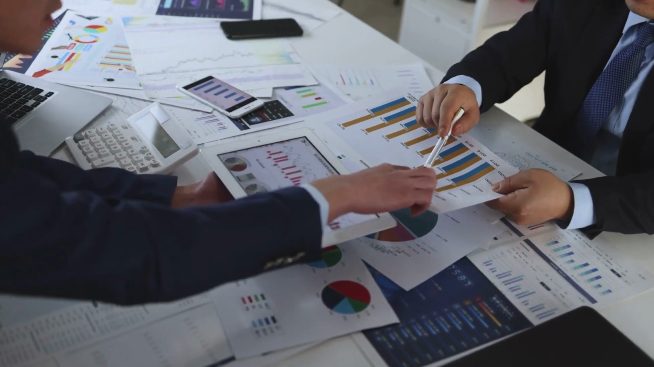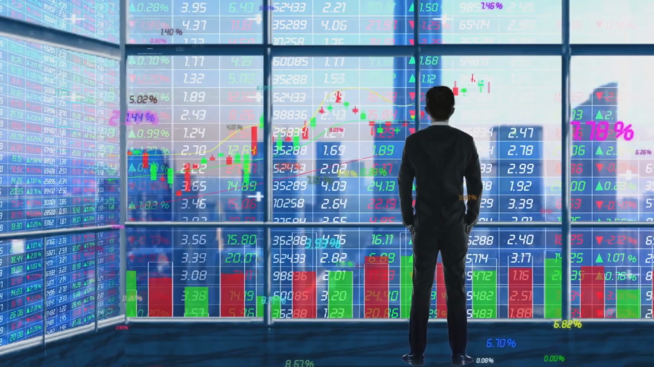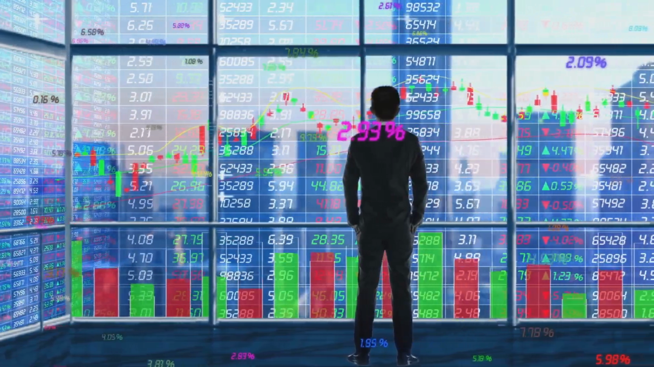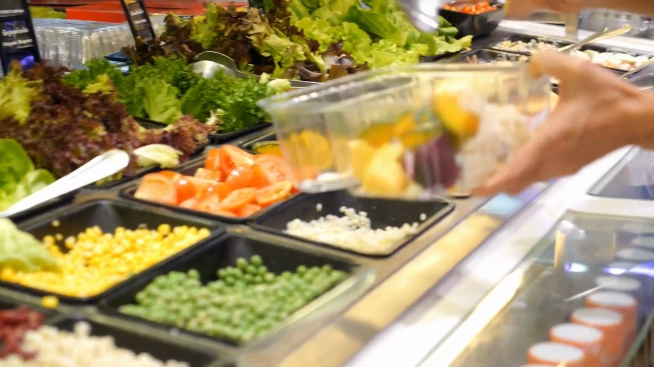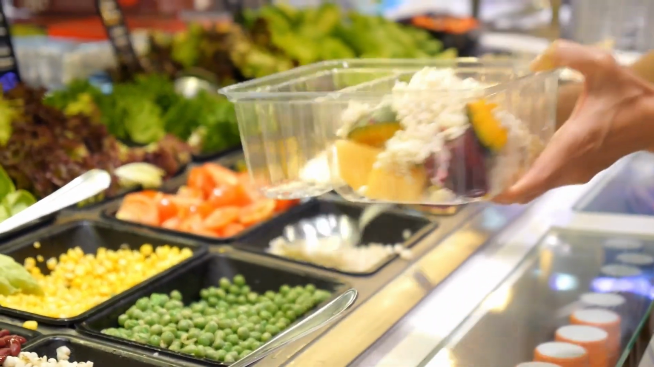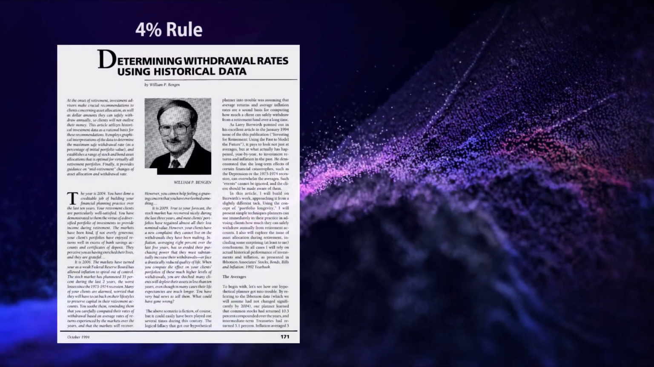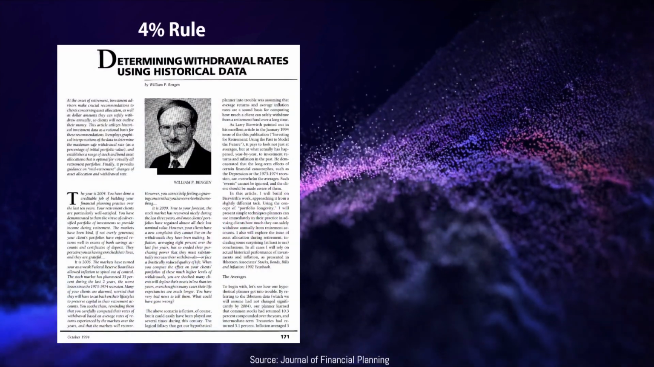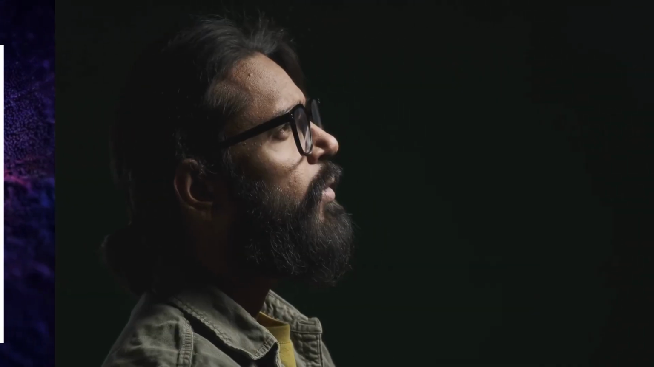The bucket strategy is all about how you manage your portfolio and the rules for drawing from it, whereas the Guyton-Klinger Guardrails focus specifically on determining the withdrawal rate. Another point of confusion. Some articles suggest you can mix and match these strategies, and to some extent, that's true. But you have to be careful. You can't, for example, combine the 4% rule with Guyton-Klinger. One is a fixed dollar plus inflation strategy, and the other adjusts your withdrawals each year based on market performance.